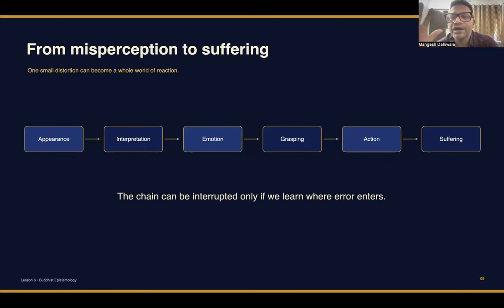We believe our senses, thinking that whatever they inform us is the ultimate reality. We are going to see in lesson number 7 how that misperception takes place on the level of mind. That's for lesson number 7. But today we have to bear in mind that things appear to us, we interpret them, and based on our interpretation, we either like them or dislike them. Because we grasp something, we act upon it, and it leads to suffering. So the chain can be interrupted only if we learn where error enters. This is a very important lesson for us to understand: we have to find out where the error enters.